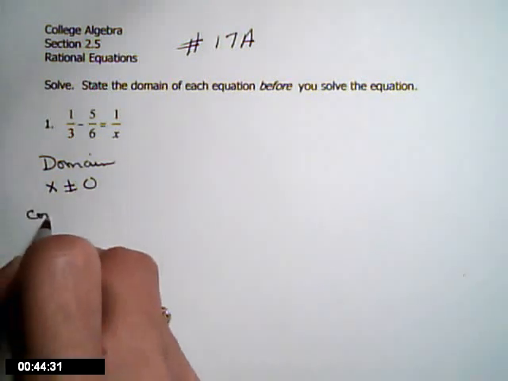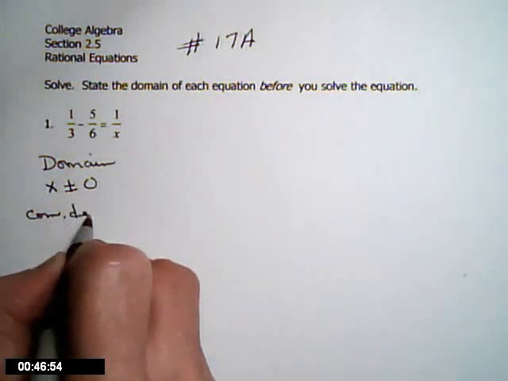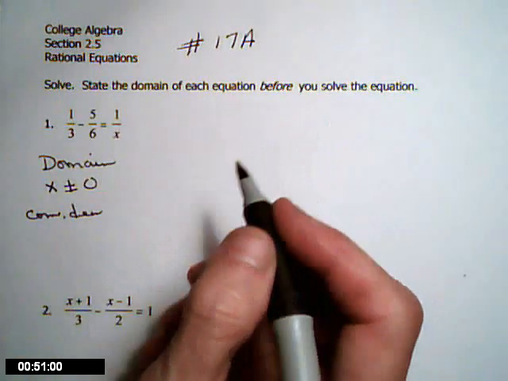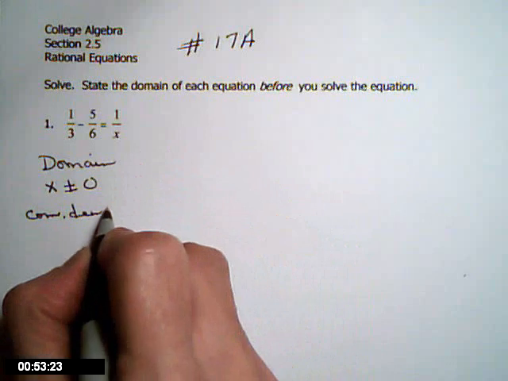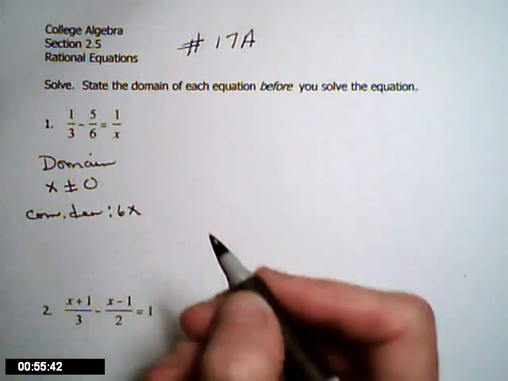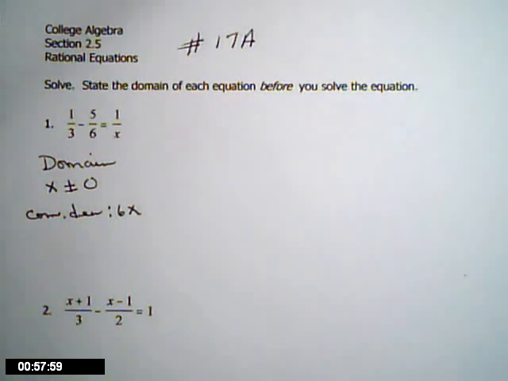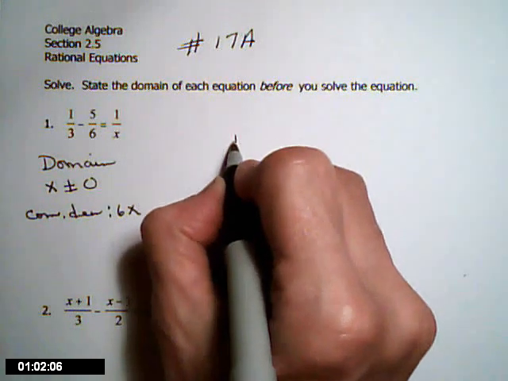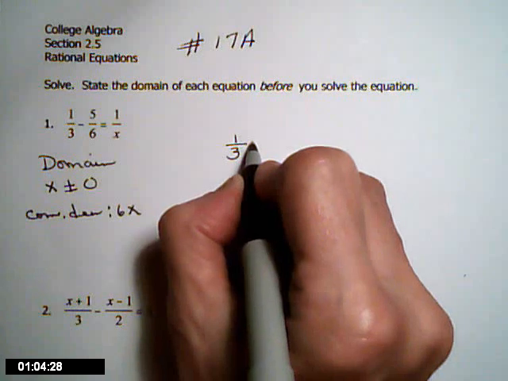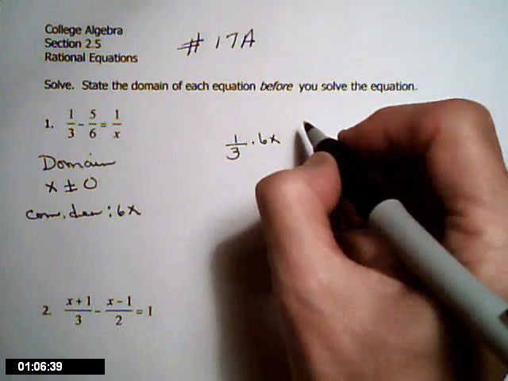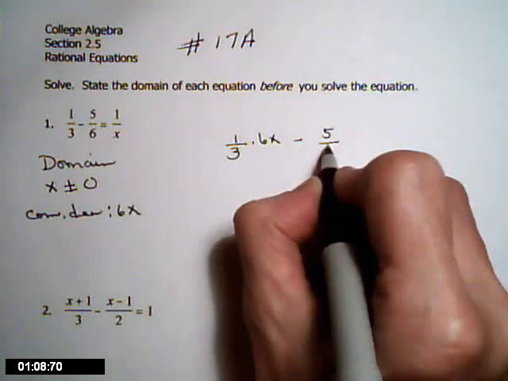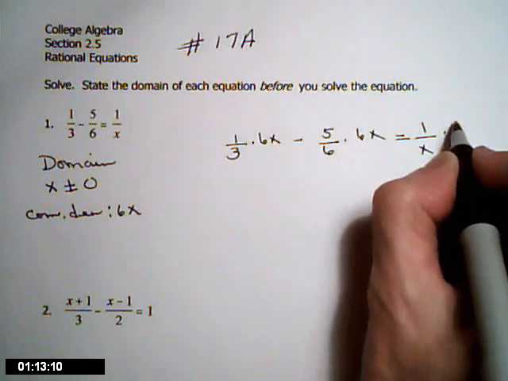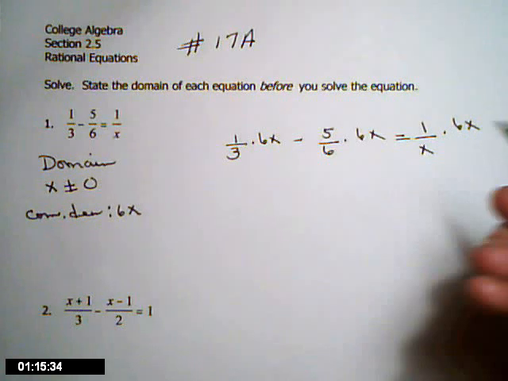I need to think about a common denominator. If I look, I have a 3, a 6, and an x, so I need something that all three of those will divide into, and that would be 6x for the least common denominator. Now, what I'm going to do is multiply every term by the common denominator 6x. My goal in doing this is to get rid of all fractions. Now, if you'll notice, I've multiplied every term by 6x.